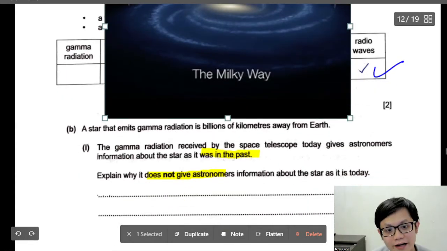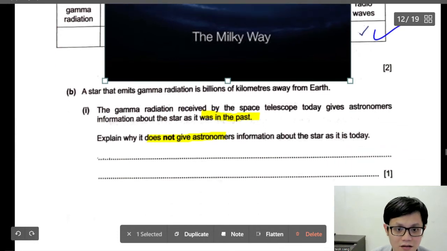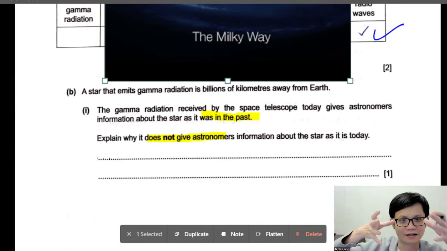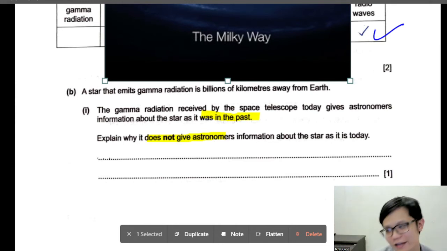Explain why astronomers cannot give information about today. It's not that they do not give, they cannot give. There's no way you can see it, unless you do like Guardians of the Galaxy, where you take the spaceship and teleport there, then you can see.